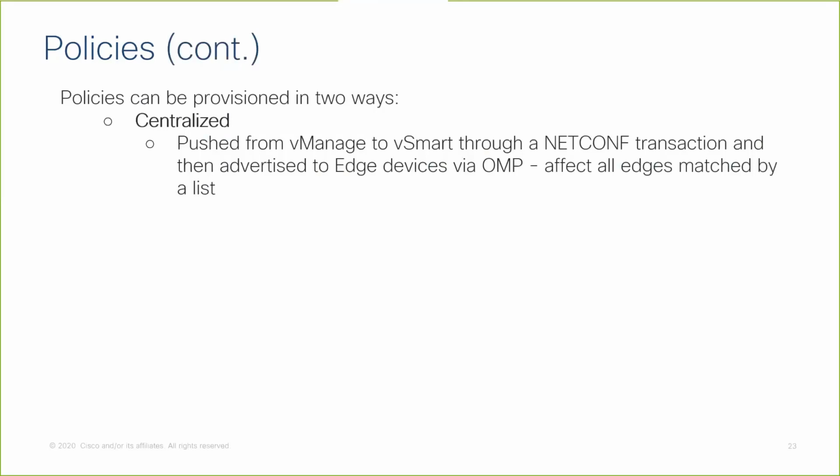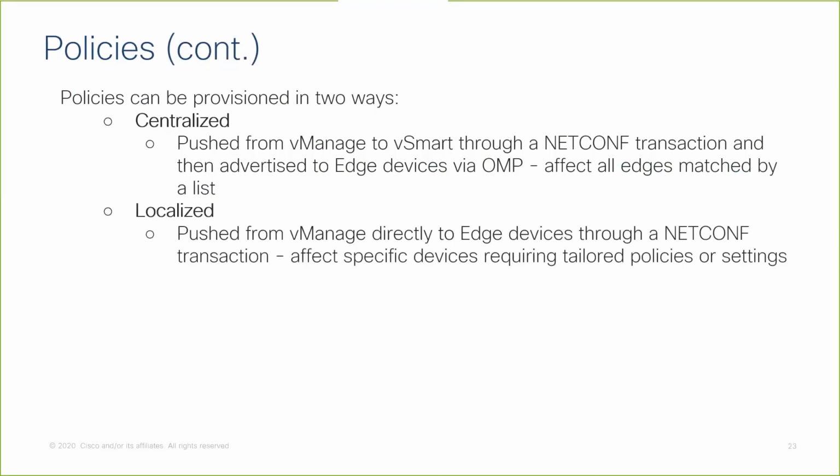And then vSmart will advertise this configuration down to all the edge devices using OMP, so it will get to them as a routing update. But what about a localized policy? A localized policy is pushed from vManage directly to the edge device using a NETCONF transaction. So what's the difference?